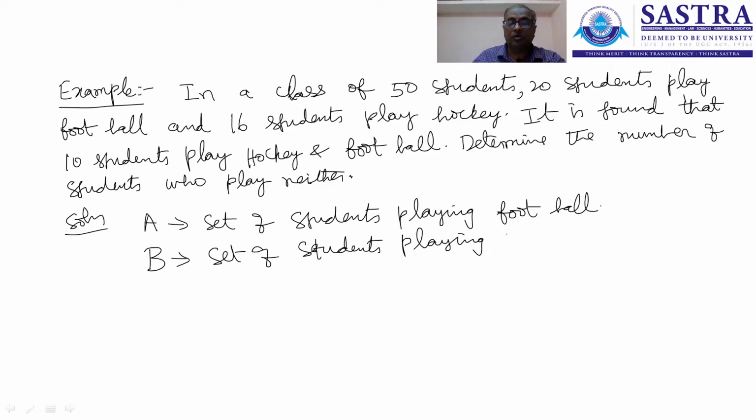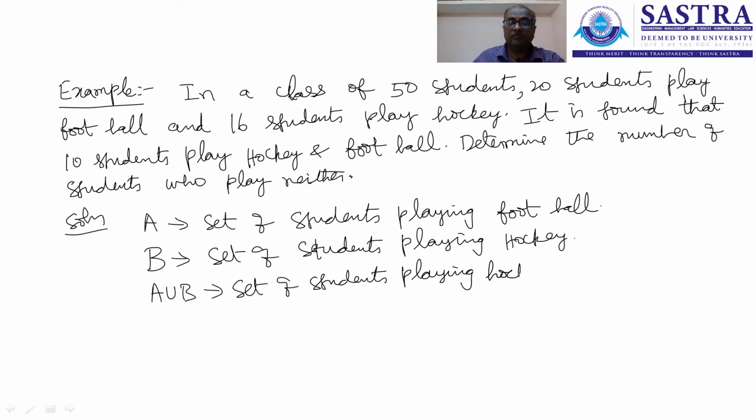From this you can decipher what the set A union B represents: the set of students playing hockey or football. This would include both also. Students who play both of the games also belong to this set.